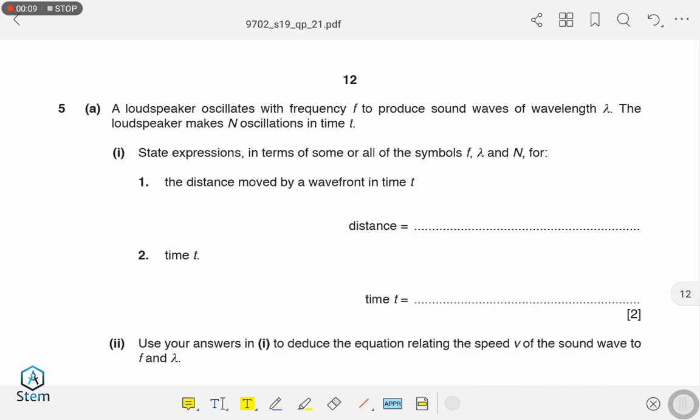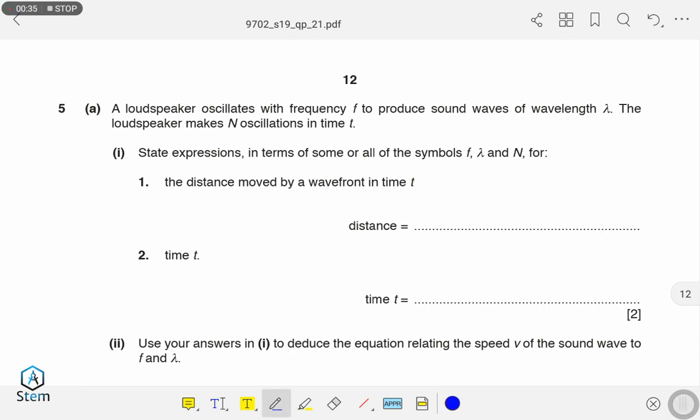A loudspeaker oscillates with frequency f to produce sound waves of wavelength lambda. The loudspeaker makes n oscillations in time t. State expressions in terms of some or all of the symbols f, lambda, and n. Number 1, the distance moved by a wavefront in time t.